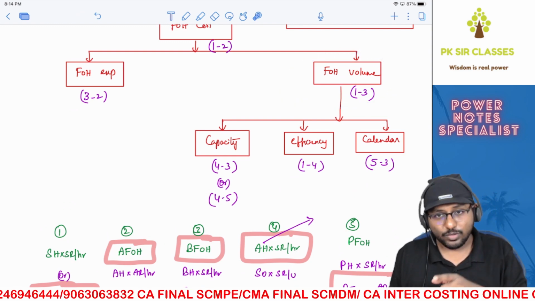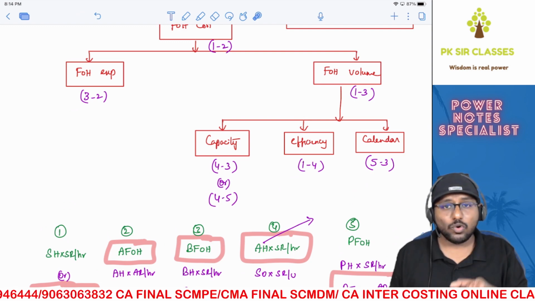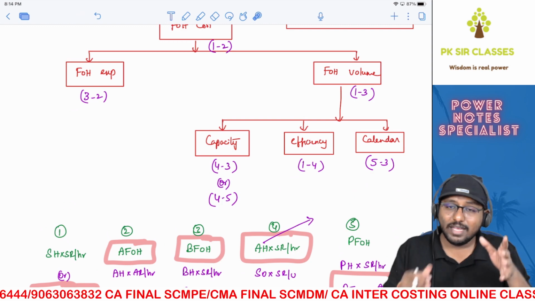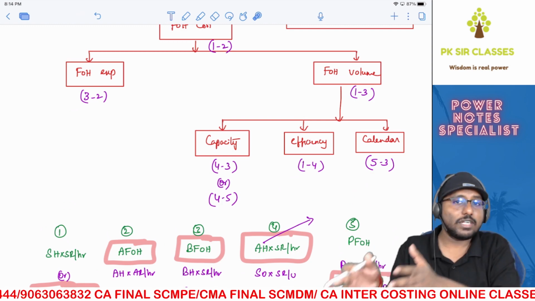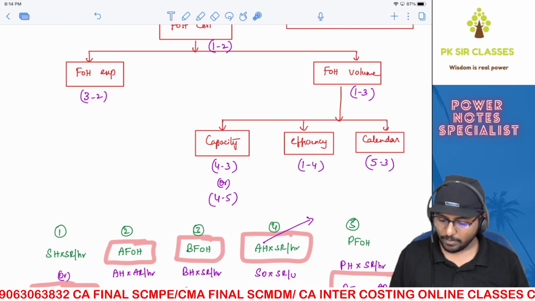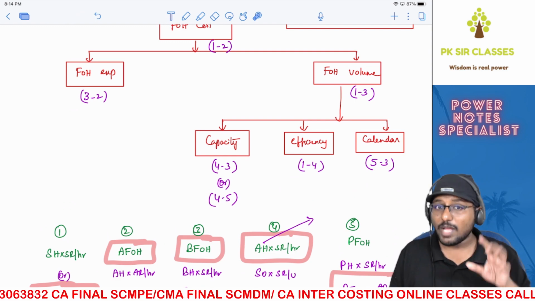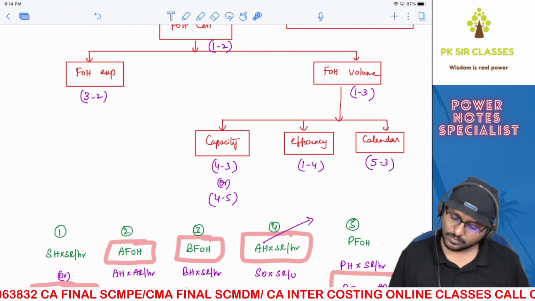Based on that concept, you should be able to understand very easily how fixed overhead will change because of change in volume. In reality, the incurred fixed overheads is not changing, but the absorbed fixed overheads is changing because of change in volume. So more the production, more will be the absorbed fixed overheads. Less the production, less will be the absorbed fixed overheads.